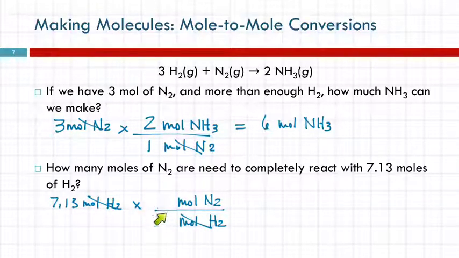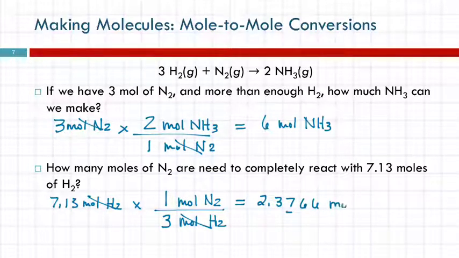Where do I get the units for this? From the equation, these coefficients. So in front of nitrogen is an understood 1, and in front of hydrogen is a 3. So I put a 3 in front of hydrogen. So I need my calculator for this one because I can't do that in my head. 7.13 times 1 divided by 3. And the unit is moles of nitrogen.